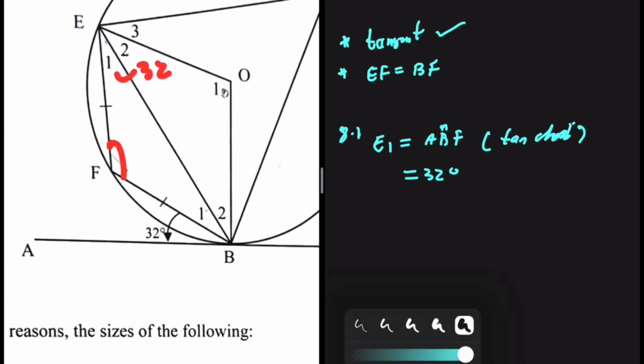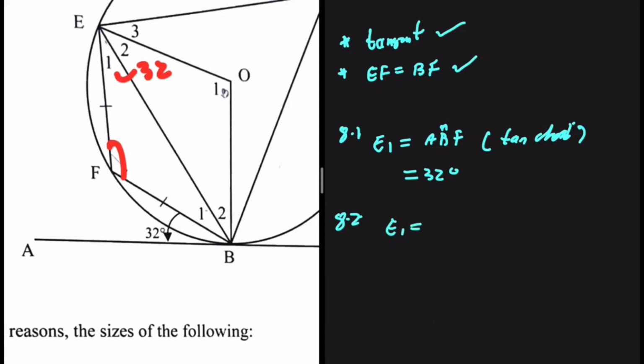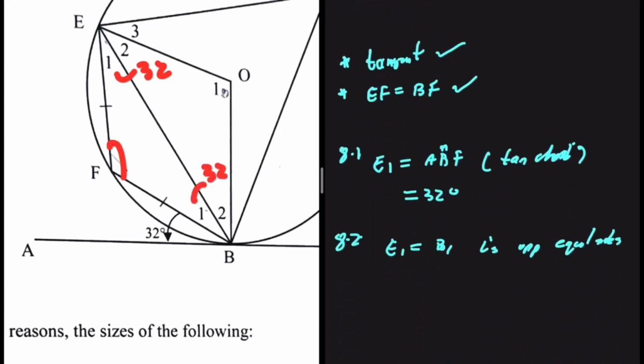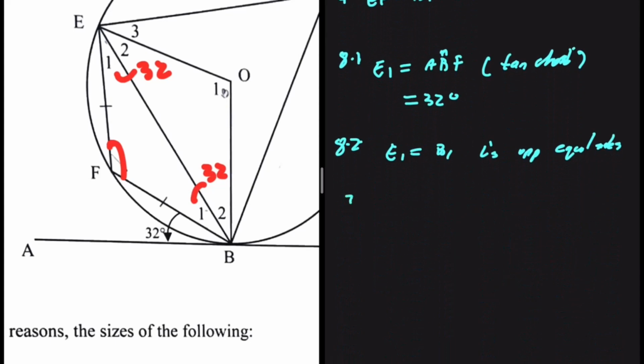But I want you to realize something. Our second keyword, EF, is equal to BF. Angles opposite equal sides. So E1 is equal to B1 because those two angles are opposite equal sides. So they should be equal to each other. So if E1 is 32 and B1 is 32, it will be easy to find the size of angle F using the sum of angles on a triangle. So we're going to have 2E1 plus angle F equals 180 degrees. This is the sum of angles on a triangle.